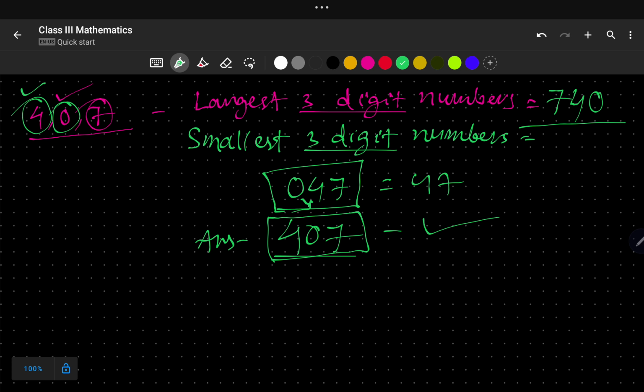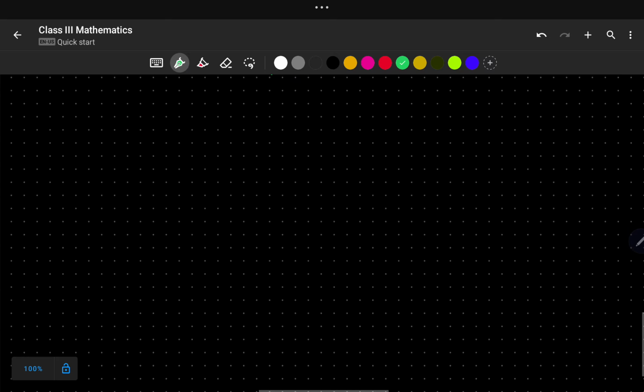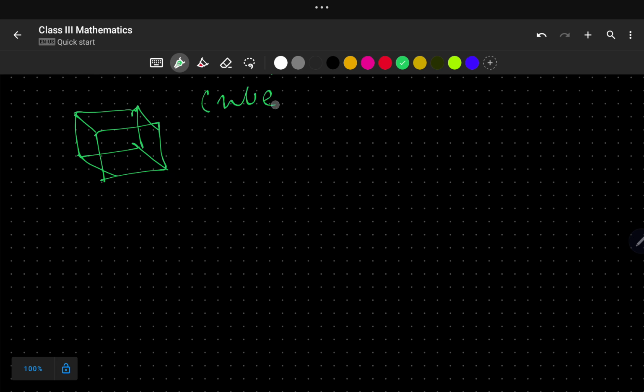Now we will move to the next section, that is about shape-related questions. For example, we have already seen different shapes. Here you can see, suppose I am drawing one cube, right? This is a cube. And some questions are there.